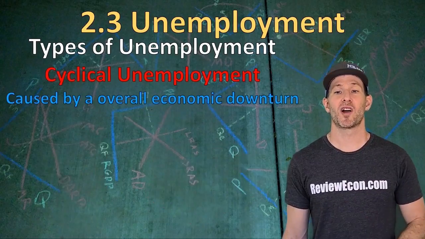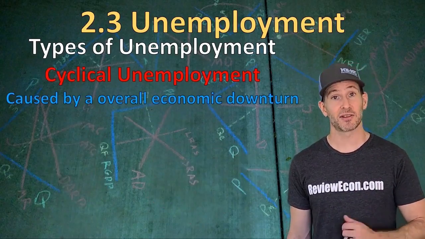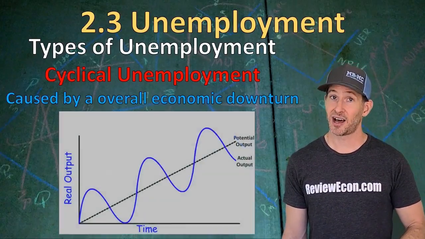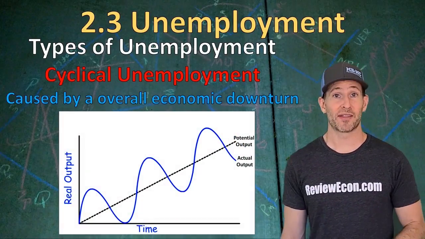The third type of unemployment is called cyclical unemployment. Cyclical unemployment exists when there's an economic downturn in the overall economy that is caused by the business cycle. We'll learn about that more in a minute.